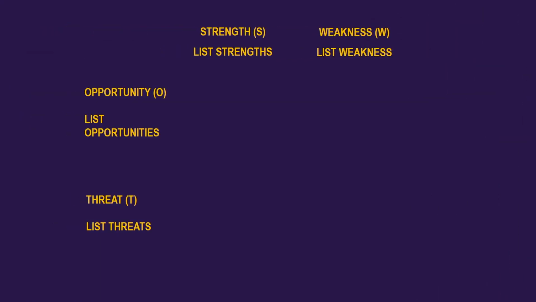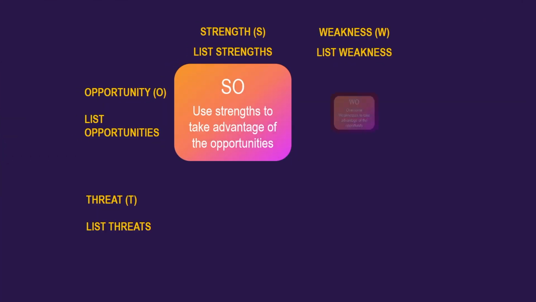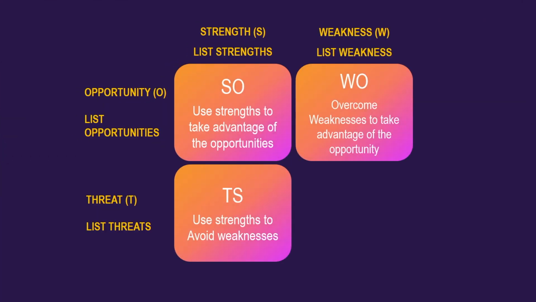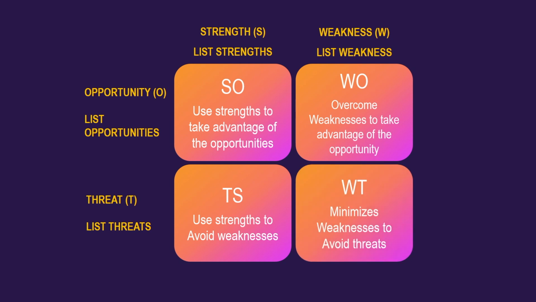And then you have to do the SWOT analysis. Basically, you have to see the opportunities, the threats, and your strengths and weaknesses also. You have to keep in mind your strengths, weaknesses, opportunities and threats, and then make a matrix. You have to use the strengths to take advantage of the opportunities, use the strengths to avoid the threats, overcome the weaknesses to take advantage of the opportunities, and minimize the weaknesses to avoid the threats.